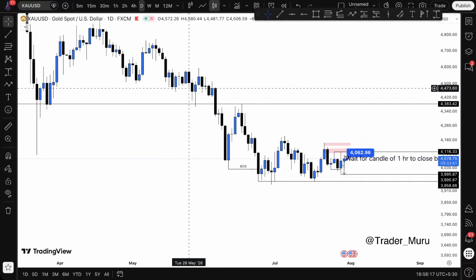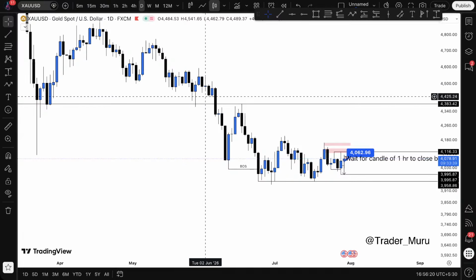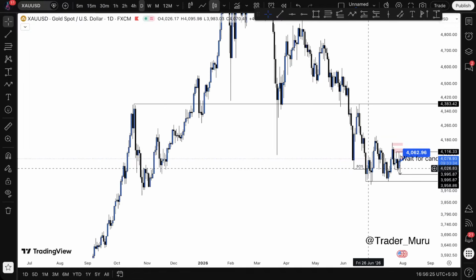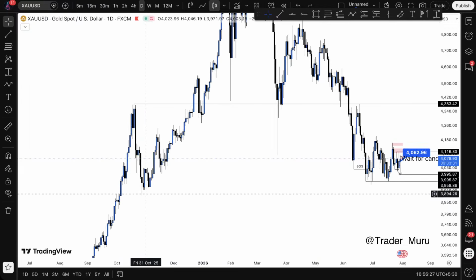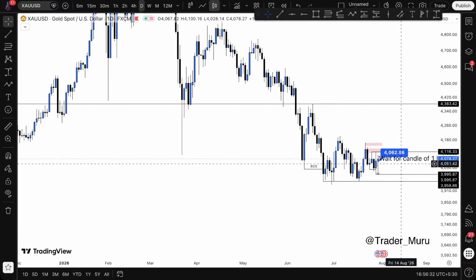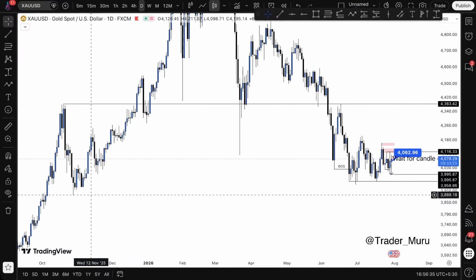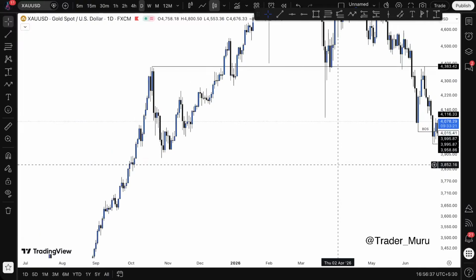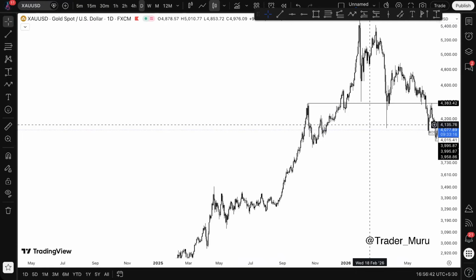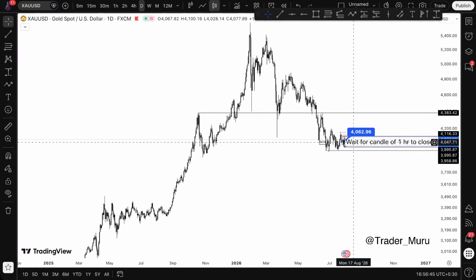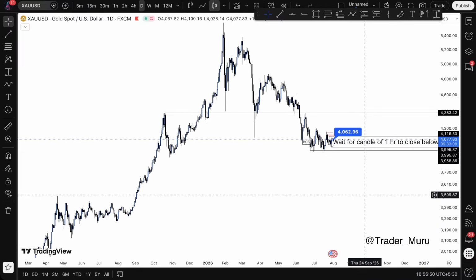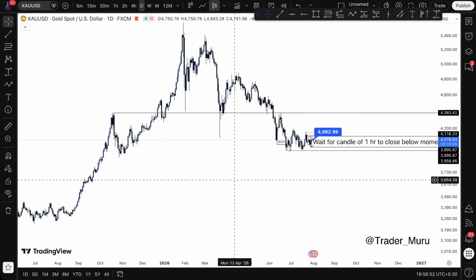This area needs so much range to break this low. Now it is gathering strength, gathering liquidity here to break this low. Bigger the range, stronger the move. Bigger the range, stronger will be the move. Clear?